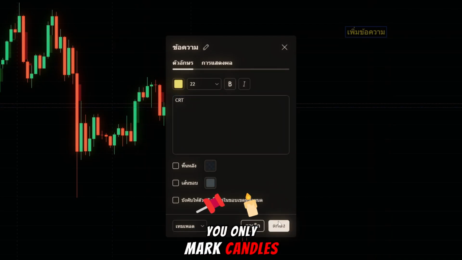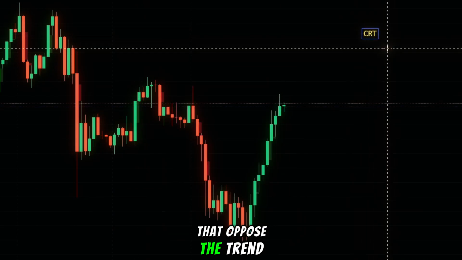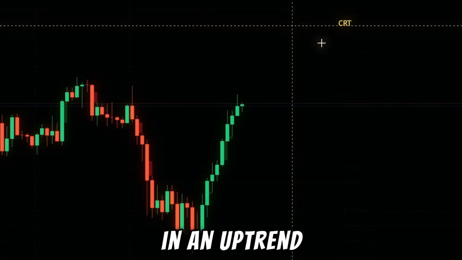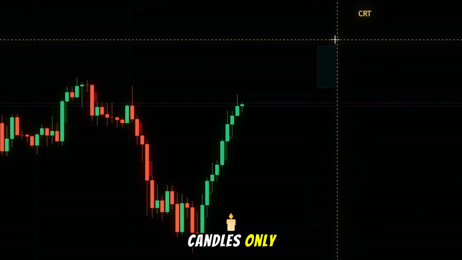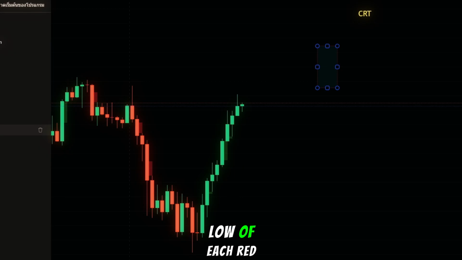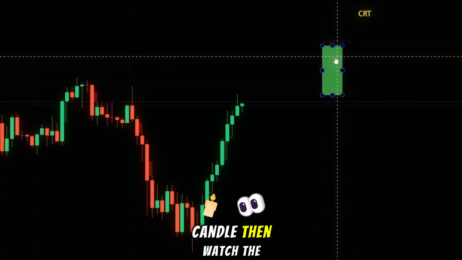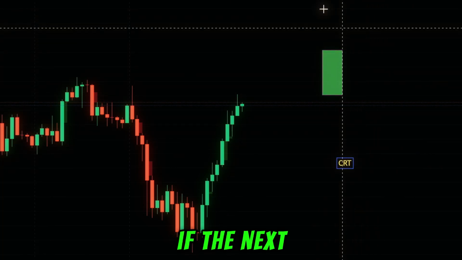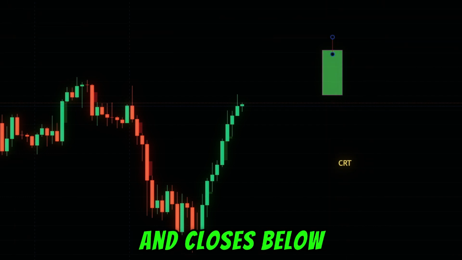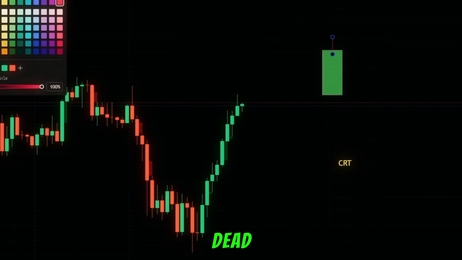Step 3. And this is the trick inside that correction. You only mark candles that oppose the trend. In an uptrend, that means bearish candles only. Mark the high and low of each red candle. Then, watch the next one. If the next candle breaks below and closes below, that range is dead.